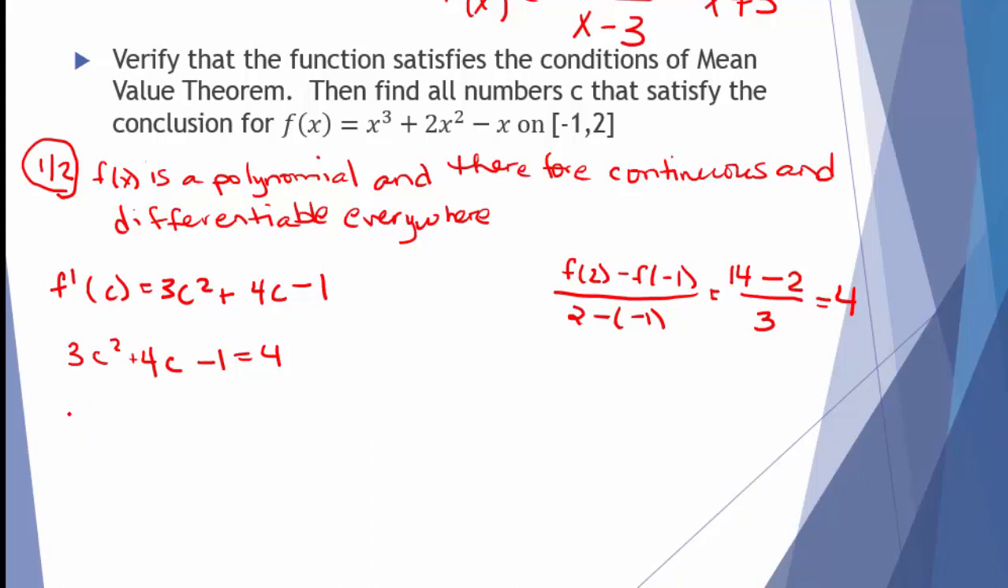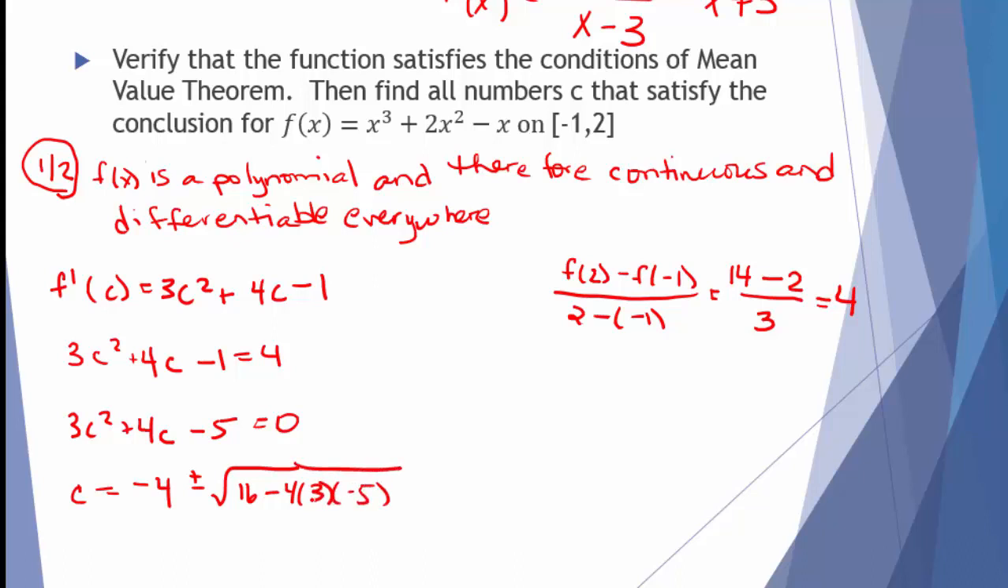So here we go. It's a quadratic. Everything to one side, 0 on the other side. So that's 3c squared plus 4c minus 5 equals 0. Again, this one does not factor. So that's going to be c equals quadratic formula. Negative 4 plus and minus the square root of, that's going to be 16 minus 4 times 3 times negative 5, all over 2 times 3.